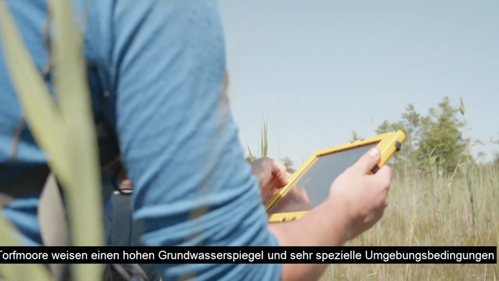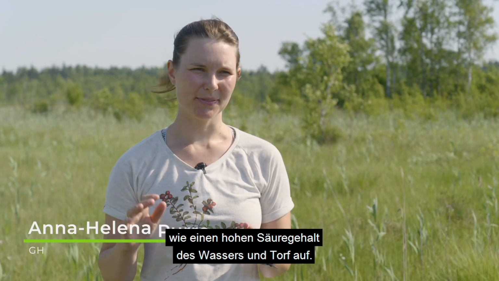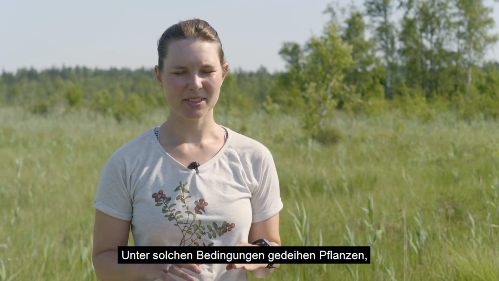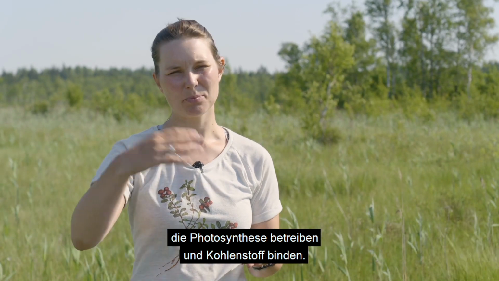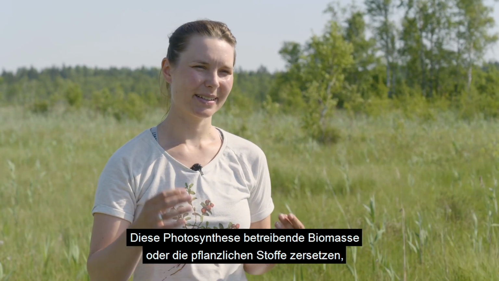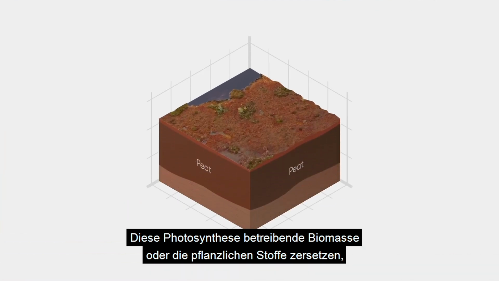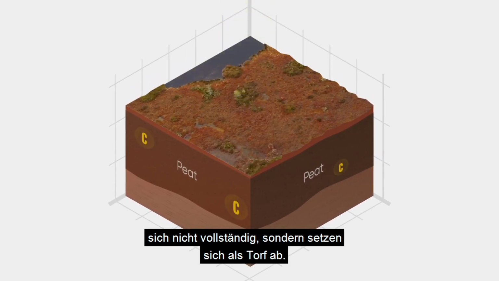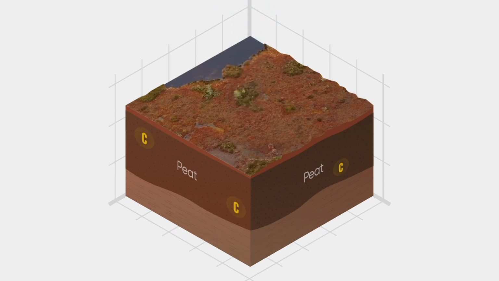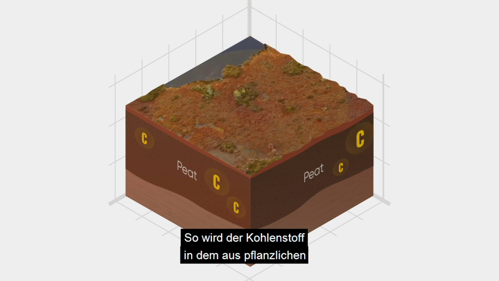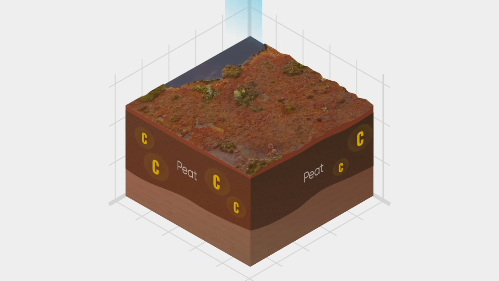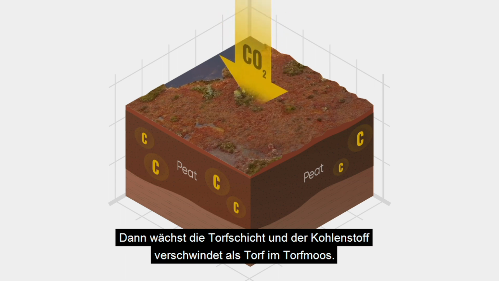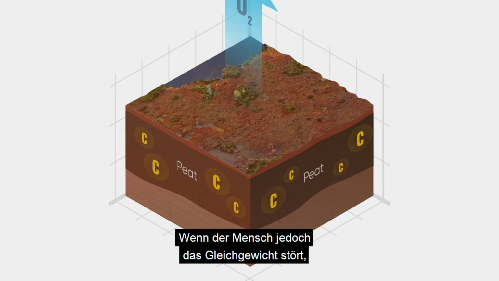Peatlands have a high water table and very specific conditions like acidic waters and peat. And in this kind of conditions, plants grow and photosynthesize and bind carbon, but this photosynthesizing biomass, those plant tissues, they don't decompose fully, but accumulate as peat. And so carbon is bound inside the peat from those plant tissues. And in these cases, this peat layer grows, and this carbon gets inside this peatland as peat.